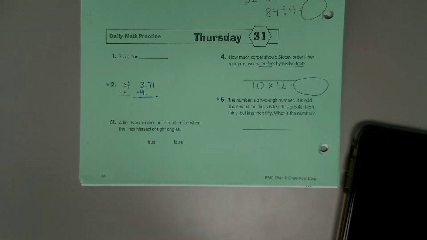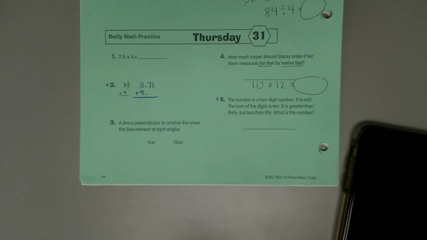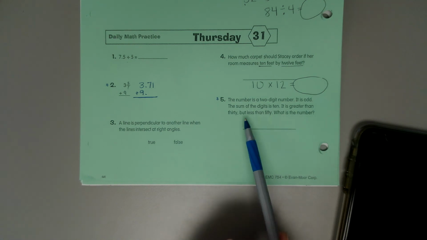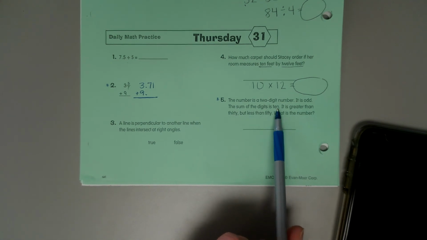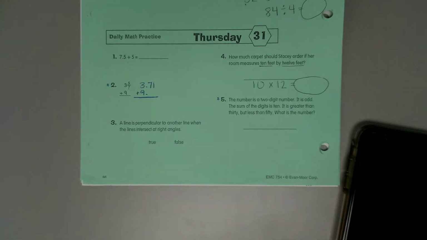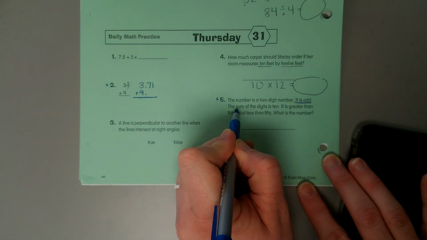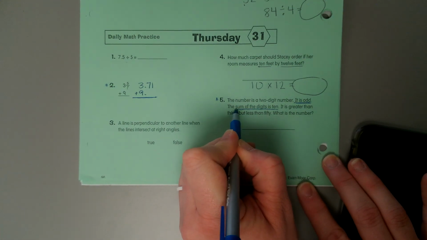So I'll give you another hint. The number is going to start with a 3 or a 4, because if you get into 50, you're going to be getting too big because it needs to be less than 50. So your first digit is going to be a 3 or a 4. So figure out which one of those, when you add the second digit, adds up to 10, and they're greater than 30 but less than 50. And it is an odd number. Odd number, the sum of the digits is 10.